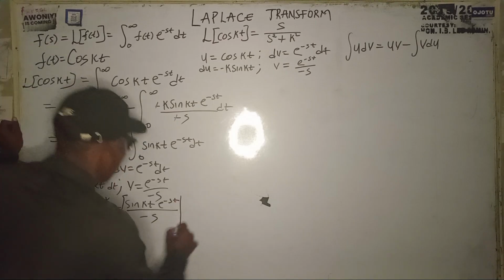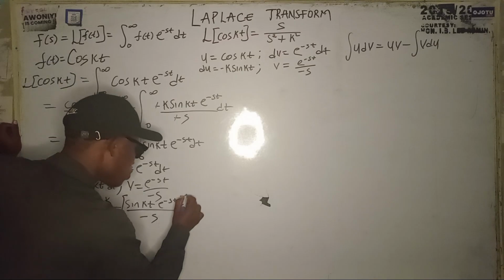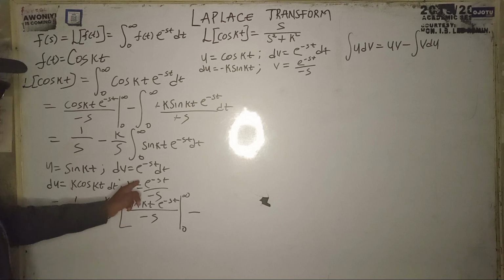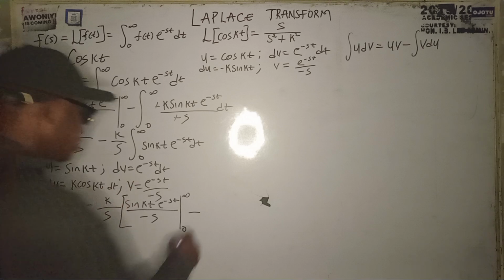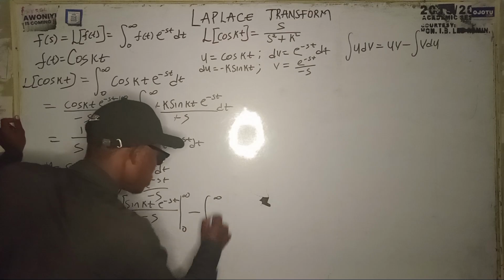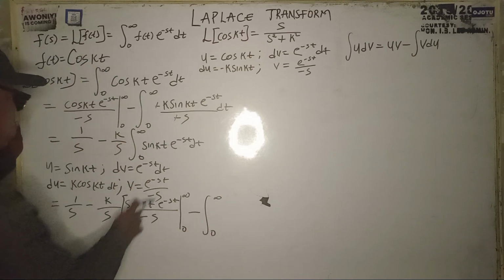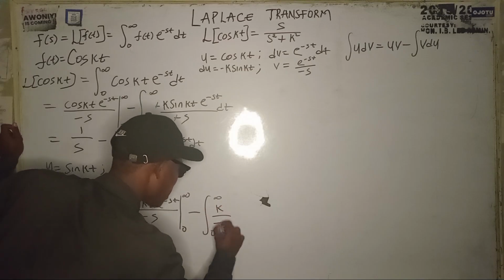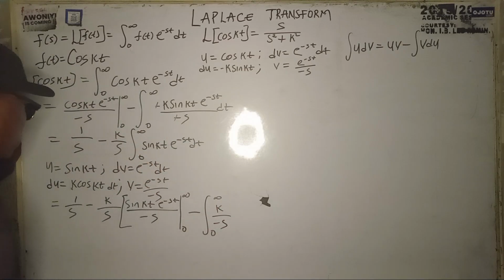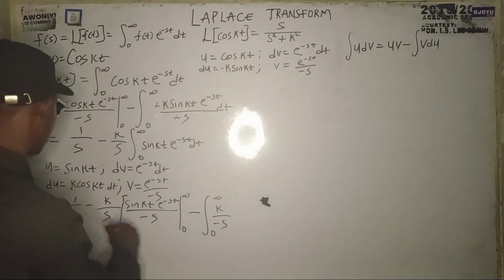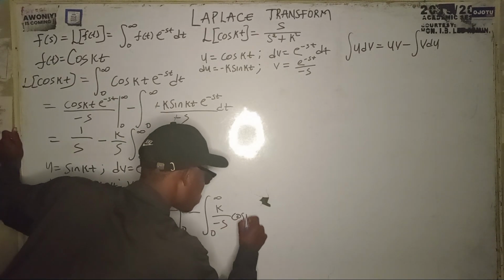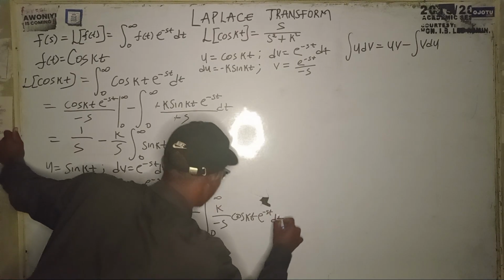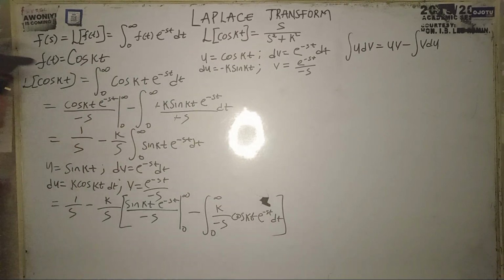Then we apply the bounds infinity and 0. Now minus the integral from infinity to 0 of v du. We have this as k over minus s times cos kt e raised to the power minus st dt, closing big bracket.